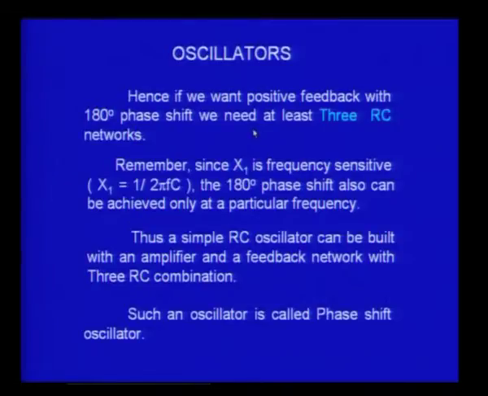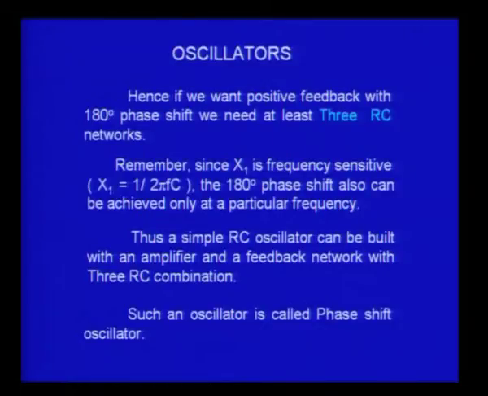So, if we have an amplifier, like a common emitter amplifier, which produces 180 degree phase shift between the input and output, and if you want an additional phase shift of 180 degrees, then how many RC networks do you require to have the additional 180 degrees? What will be the answer? One RC network, we have just seen, can only provide a maximum of 90 degrees.